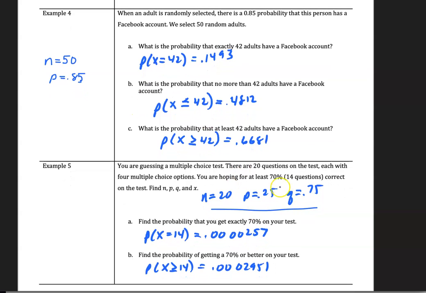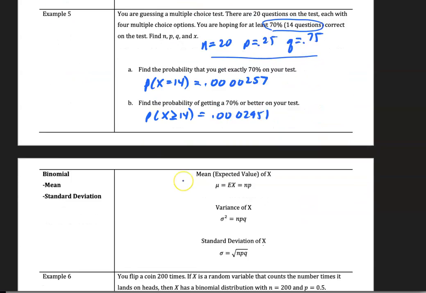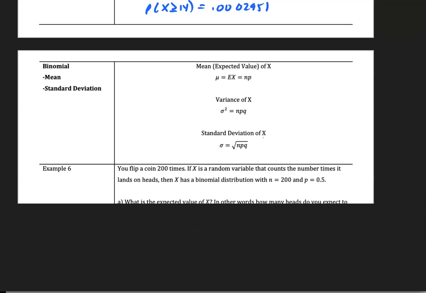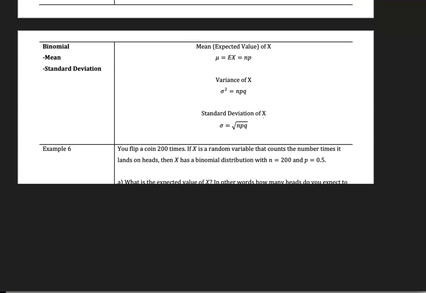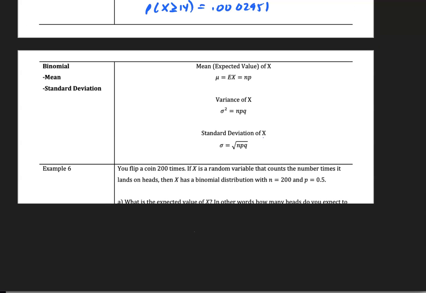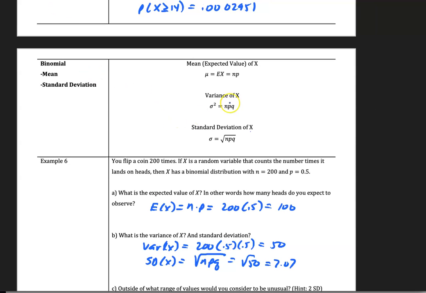Here I have those done for you. But again, 70% is related to the 14 questions that we're going for there. Also important, again, we talked about expected value in the last lesson. We have it here also.